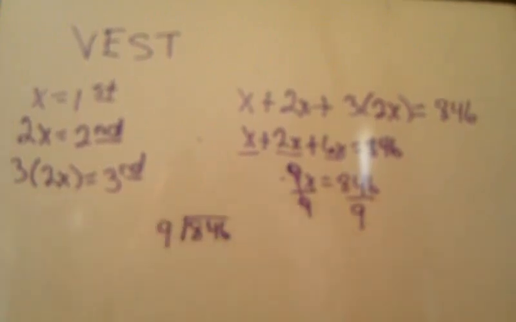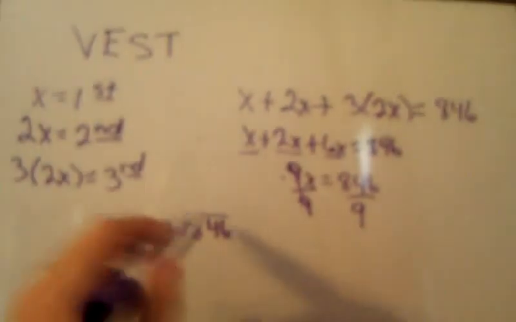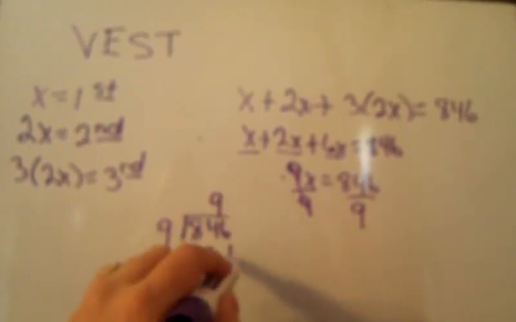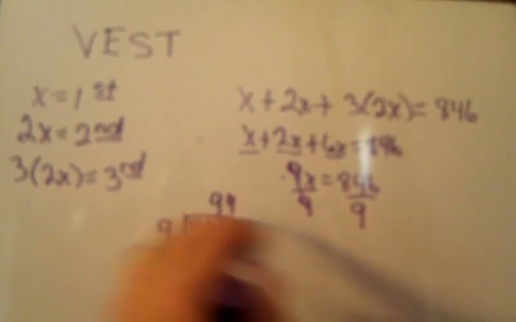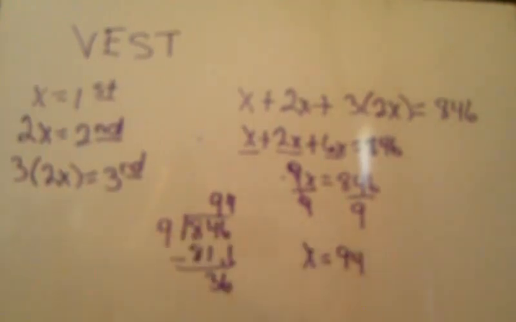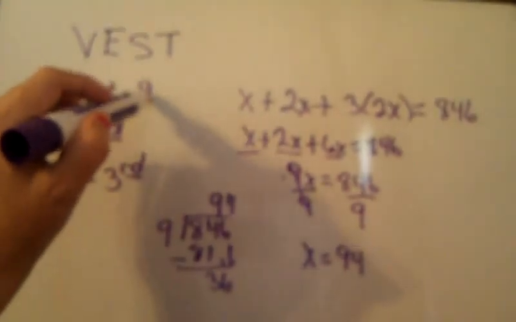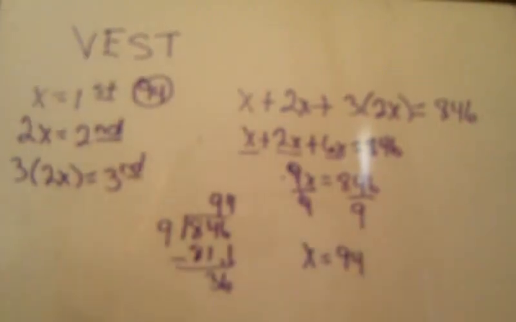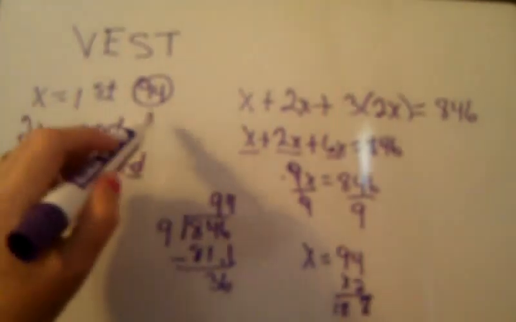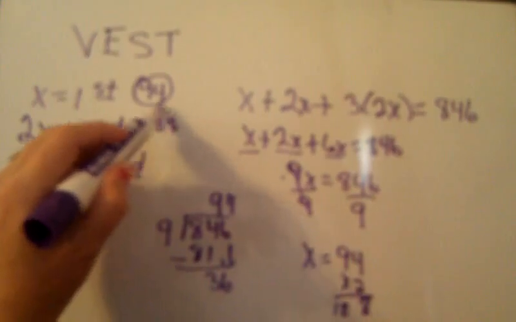And remember, you're allowed to use your calculator. 84 divided by 9 is 9. 81. 4 minus 1 is 3. Bring down my 6. Times 4. So x equals 94. So my first number is 94. Now it says my second number is 2 times x. So I have to multiply this times 2. 4 times 2 is 8. 9 times 2 is 18. So my second number is 188.